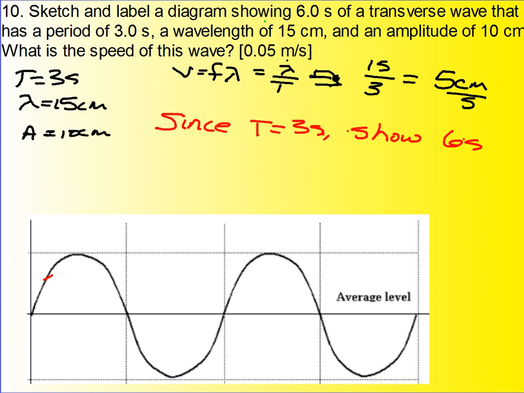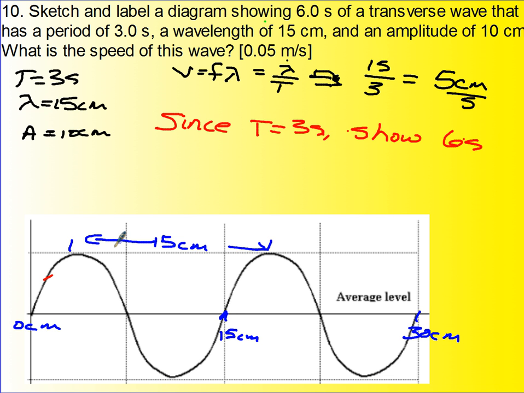It has a wavelength of 15 centimeters. So the wavelength is from crest to crest or trough to trough. So this is 15 centimeters. Now, you can do this any way you like. This right here is 15 centimeters. So this is 30 centimeters to do it correct. And this is 0 centimeters. This is a correct way to put it on the graph.